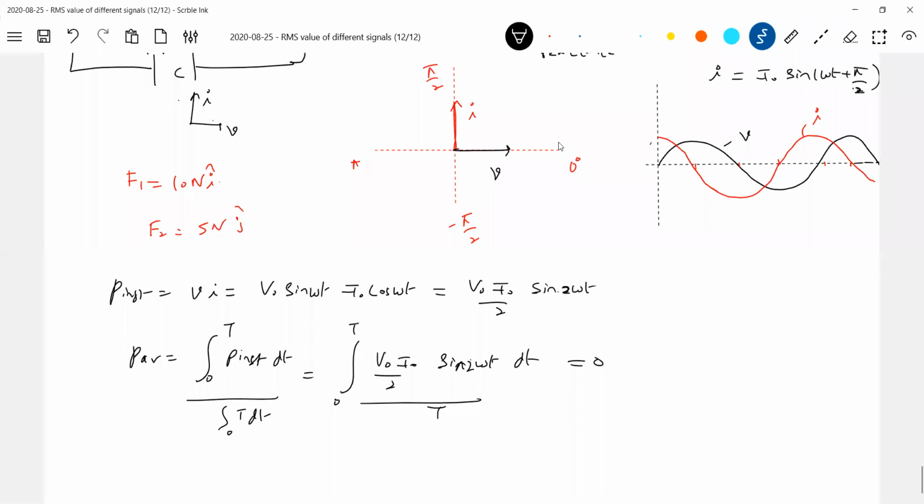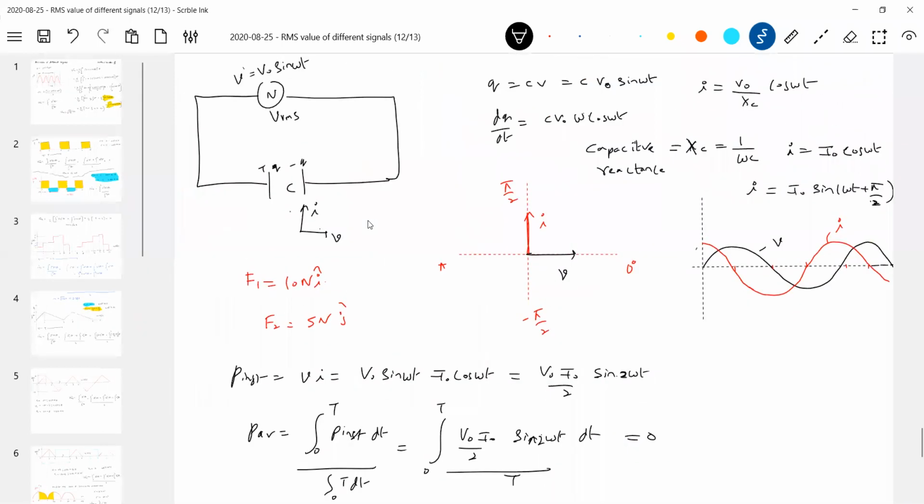So therefore, what is this capacitor? It will not dissipate power. Means it's just a storing element. We know it's a storing element. It will not dissipate power. So this is something very important. So what is the role of the capacitor?